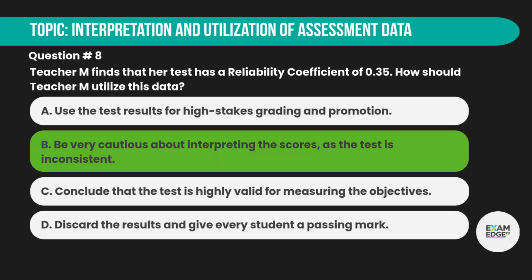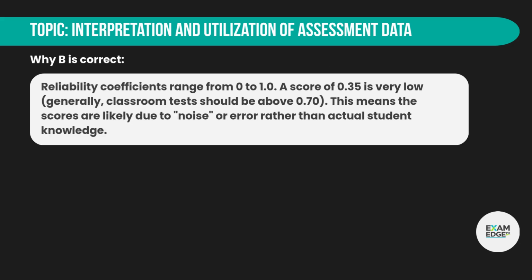Correct answer. B. Be very cautious about interpreting the scores, as the test is inconsistent. Why B is correct. Reliability coefficients range from 0 to 1.0. A score of 0.35 is very low. Generally, classroom tests should be above 0.70. This means the scores are likely due to noise or error rather than actual student knowledge.